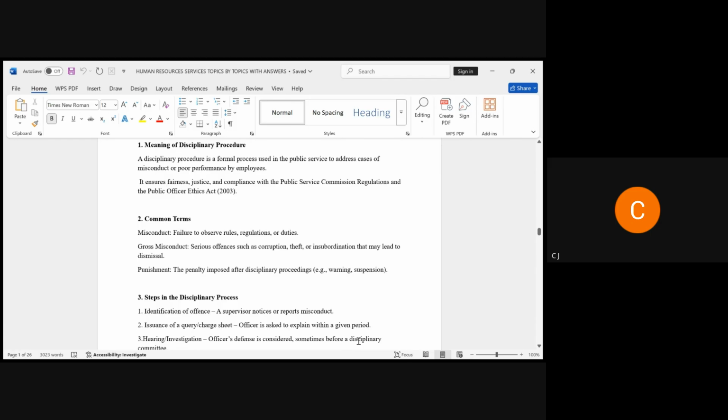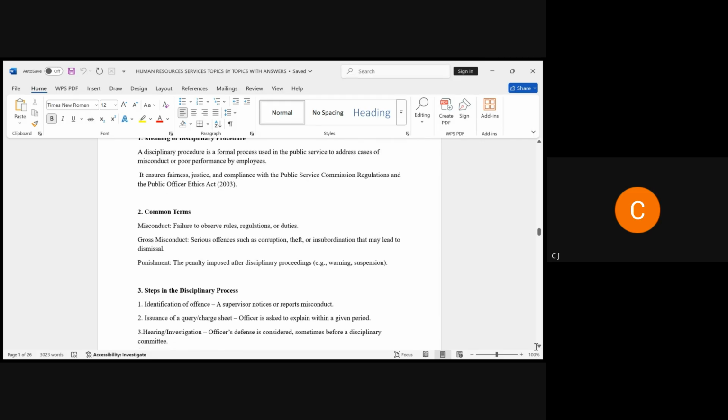The next subtopic is steps in the disciplinary process. The first one is identification of offense. A supervisor notices or reports misconduct. We have issuance of a query stroke charge sheet. Officer is asked to explain within a period. Now you are being asked to explain within a given period. It can be 2 weeks, it can be 2 days, it can be 48 hours.